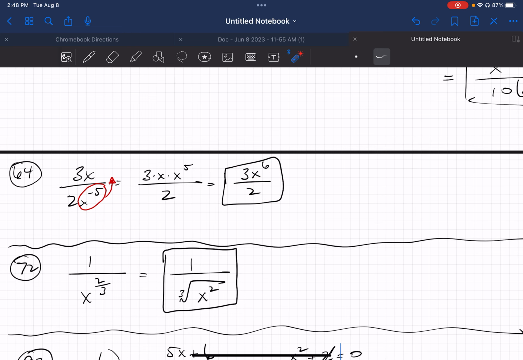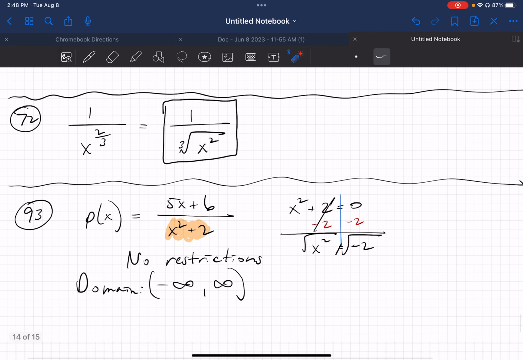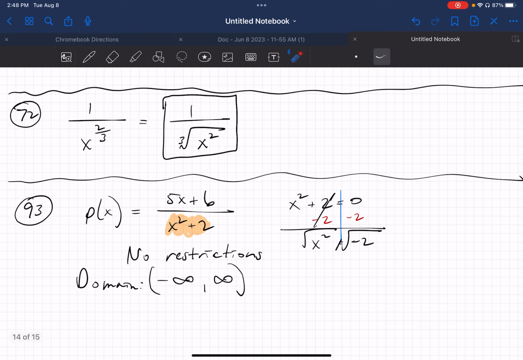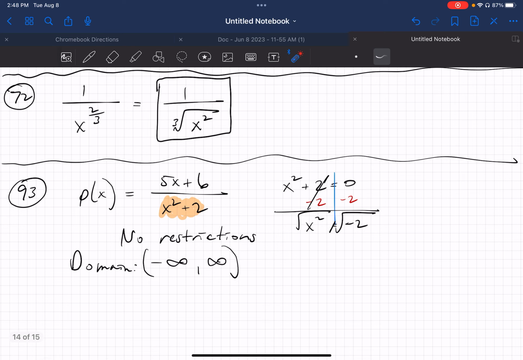No more negative exponents. Number 72 said write it without a fractional exponent. Well, with fractional exponents, the top is the power, the bottom is the root. So really, this question is just saying the third root of x squared. That's all it's saying. Then you're done. No more fraction powers.